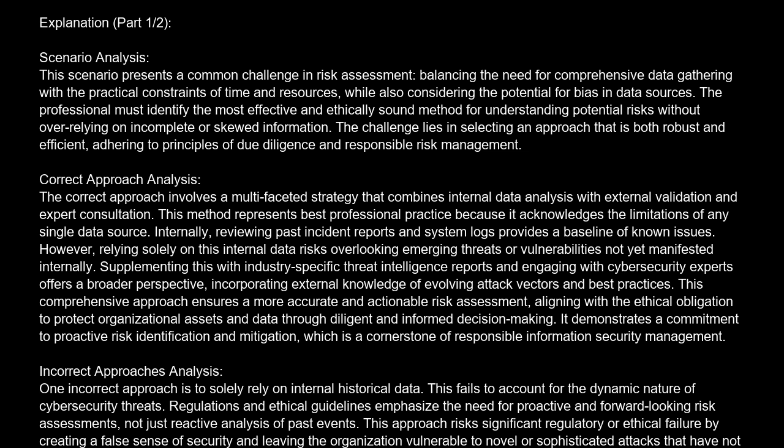Incorrect approaches analysis. One incorrect approach is to solely rely on internal historical data. This fails to account for the dynamic nature of cybersecurity threats. Regulations and ethical guidelines emphasize the need for proactive and forward-looking risk assessments, not just reactive analysis of past events. This approach risks significant regulatory or ethical failure by creating a false sense of security and leaving the organization vulnerable to novel or sophisticated attacks that have not yet impacted internal systems.